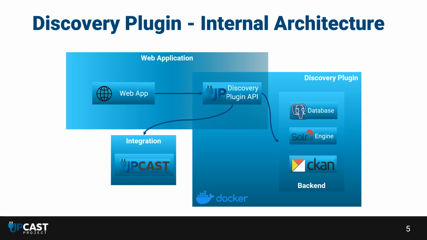Now let's see the architecture of our Discovery plugin. Our plugin is built on a robust framework that seamlessly integrates with various systems, providing users with powerful discovery functionalities. At the backend, we have a PostgreSQL database, Solr indexing engine, and a CCAN, which is connected with the API and the index. And by using the Discovery plugin API, the integration tasks within UPCAST and many different integration tasks may be performed. The plugin itself, containing all the backend applications, are Dockerized and can be run with a simple command.